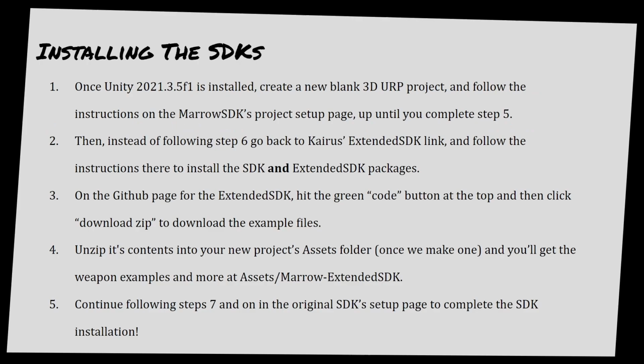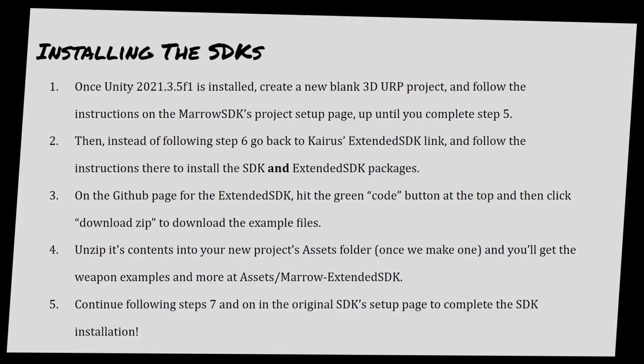Then you're going to need to install the SDKs. Once Unity 2021.3.5F1 is installed, create a new blank 3D URP project. Then you're going to follow the instructions on the MarrowSDK's project setup page, and you're going to want to follow those instructions on the setup page until you complete step 5. Then, instead of following step 6, you're going to go back to the extended SDK's page and follow the instructions there to install both the MarrowSDK and the extended SDK's packages.